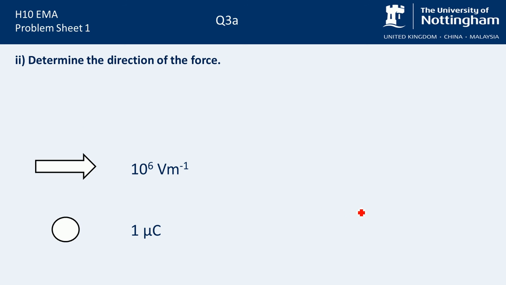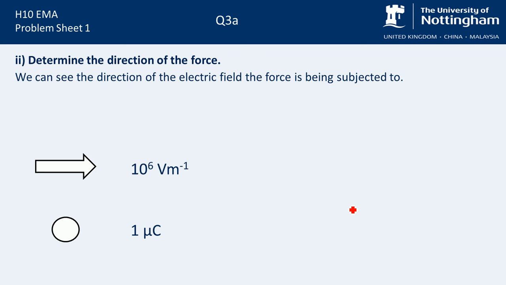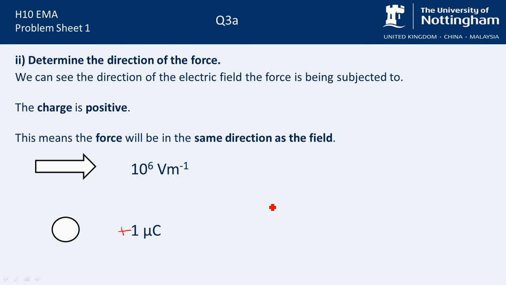As for the direction, well, we can see the direction of the electric field that the charge is being subjected to. The charge is positive because it's plus 1 microcoulombs. If you don't see a minus sign, you can assume it's positive by default. That's just standard notation. So what it means is because the charge is positive, the force will be in the same direction as the field. And we did this in lecture 2. So if you're uncomfortable with this, please go back and revise your notes.